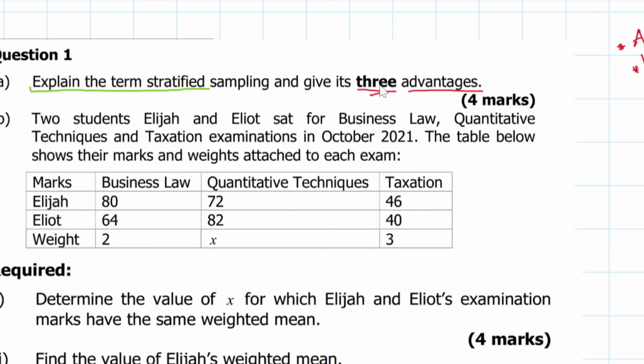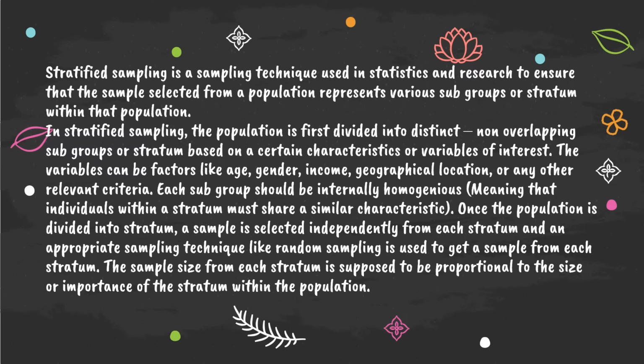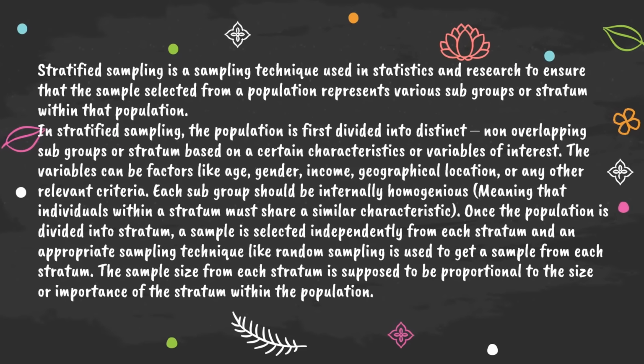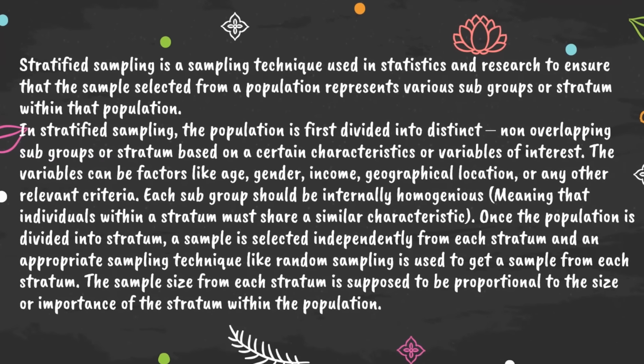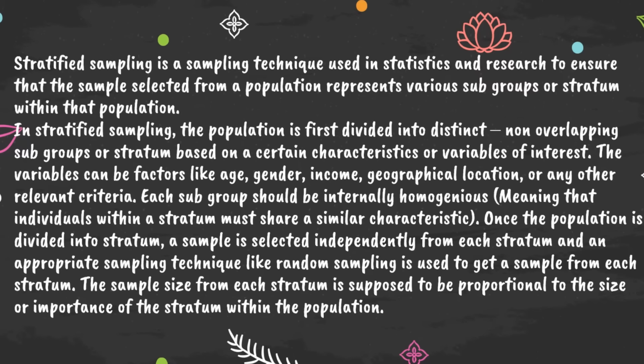So if I'm meant to use my own words, I could simply say that stratified sampling is a sampling technique used in statistics and research to ensure that a sample selected from a population represents various subgroups or strata within that population. Like I've illustrated with the population of students, which we subdivided into groups. We can continue and say that it serves to accurately reflect the characteristics and proportions of the entire population.